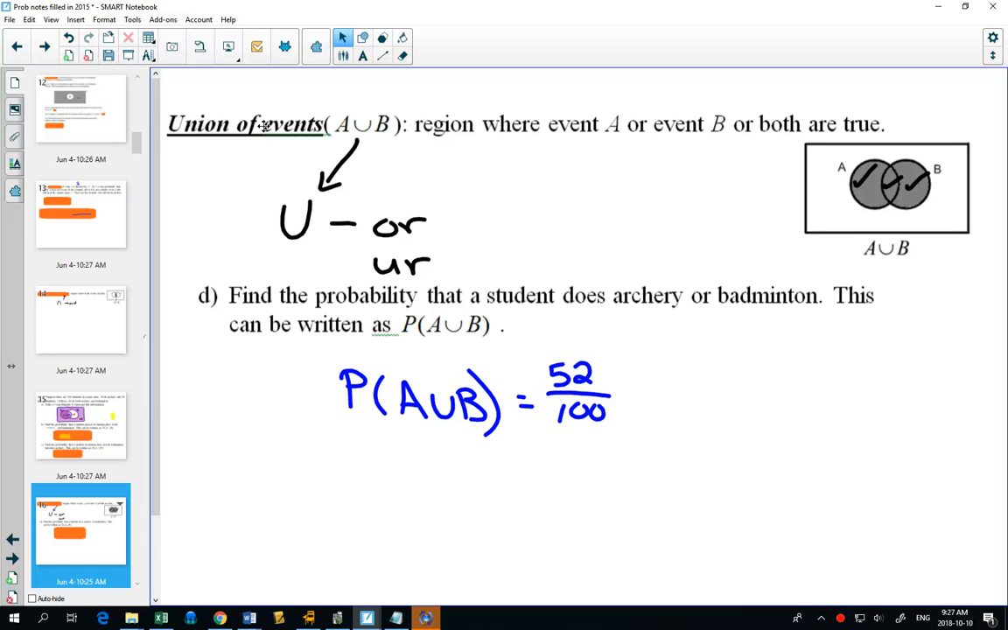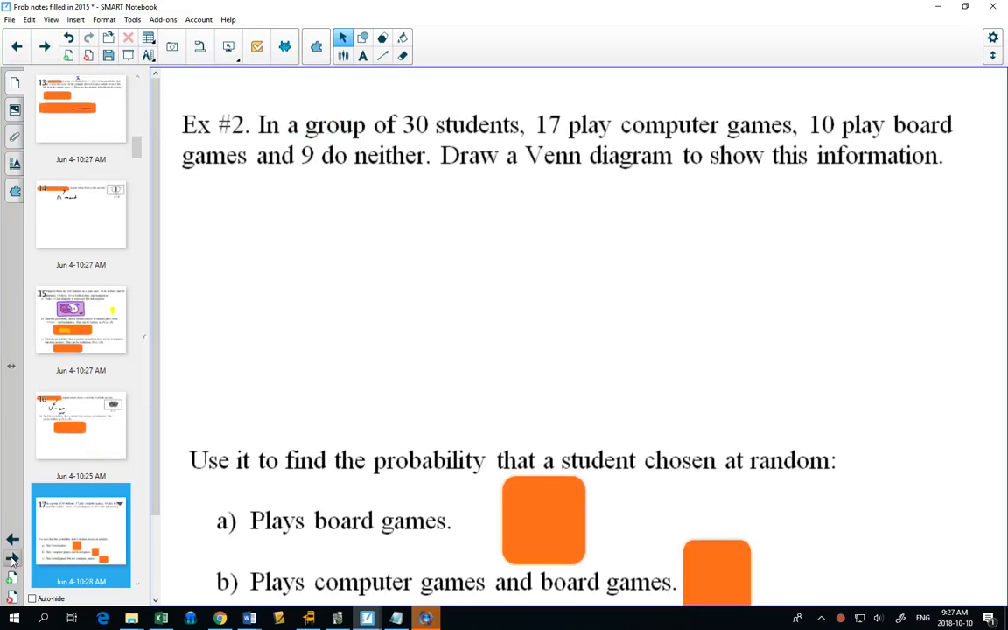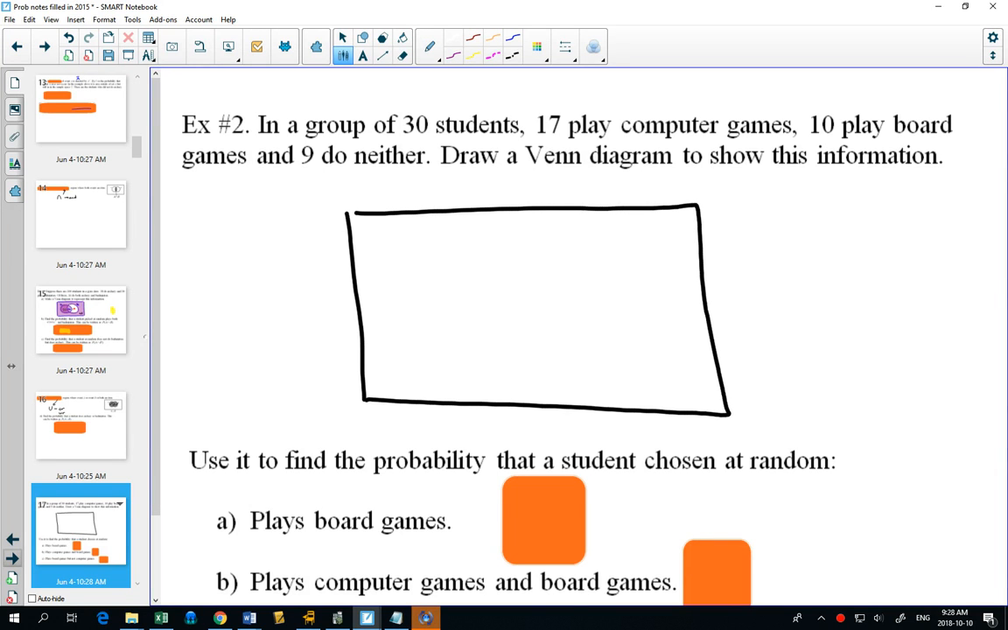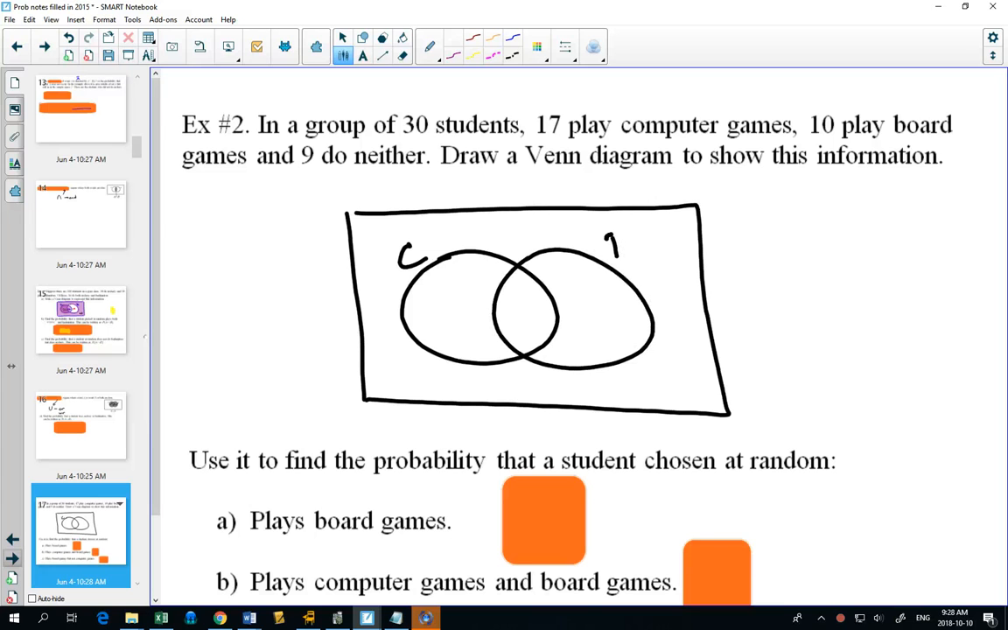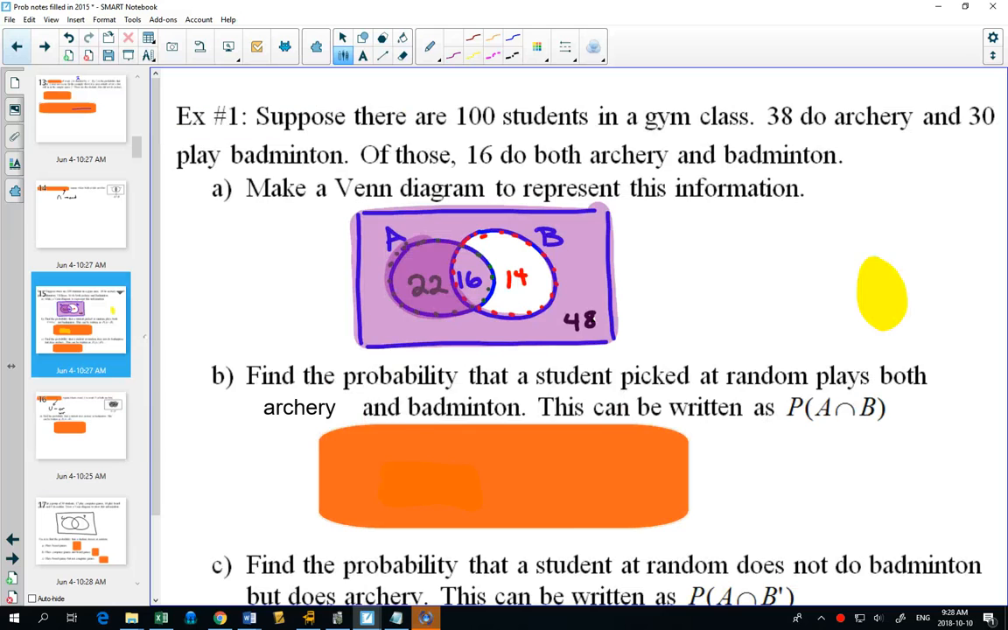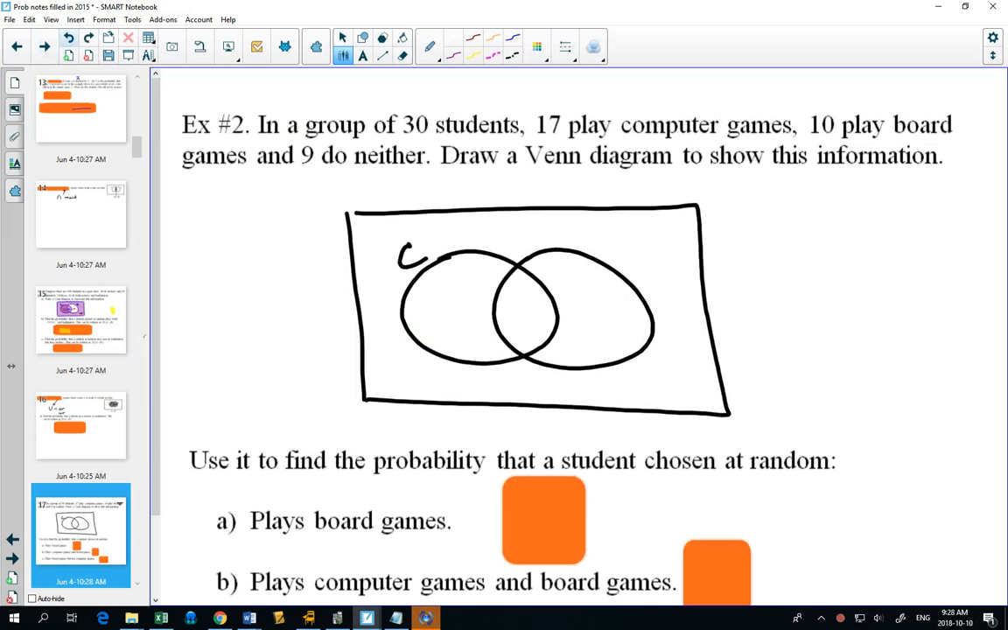So how do Venn diagrams help us? Well, in logic problems like this, where you're not given all the information, you can use it to quickly understand what's going on. In a group of 30 students, so we draw a rectangle to show everybody. 17 play computer games. So if I make a circle for computer games, that circle in total will have 17. 10 play board games. So if I draw that circle, I like using different colors, not different pages. Black and blue. Blue for board games.